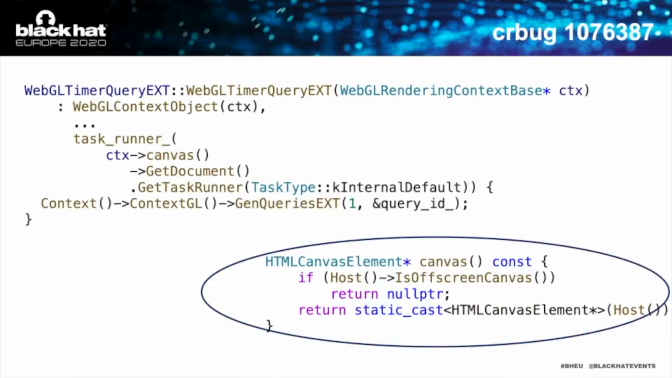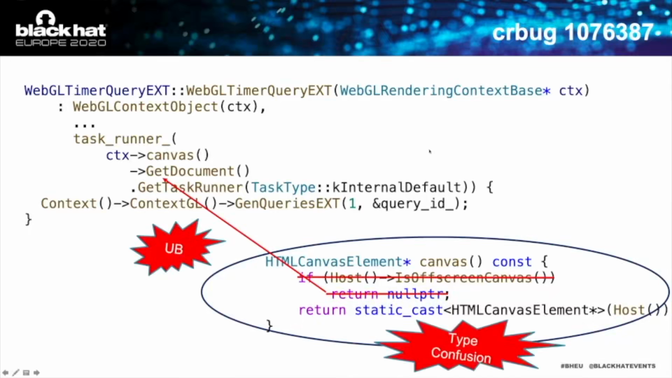Bug 1076387 is in Blink, the rendering engine used by Chromium. It's a constructor of WebGL timer query ext. It will use the return value of the canvas function to call the getDocument function. In the canvas function, it will check the host type to decide whether to return a non-pointer or cast the host to an HTML canvas element and return its address. Calling from a non-pointer is undefined behavior. LLVM will remove the branch so that we can confuse offscreen canvas with HTML canvas element.